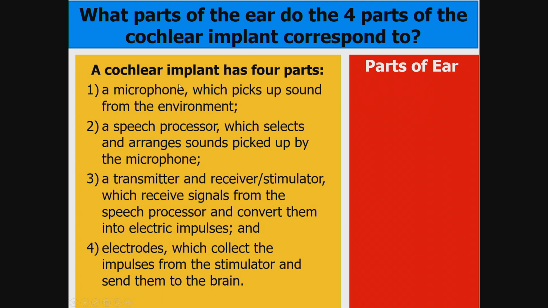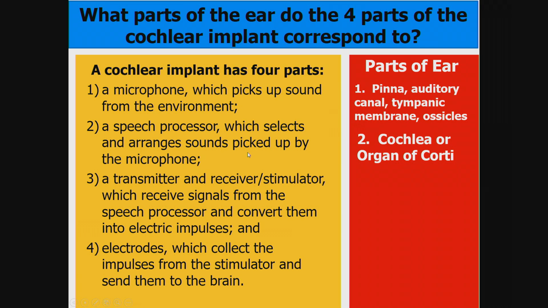So where the sounds are picked up in the ear is everything in the outer and middle ear. So the pinna, auditory canal, tympanic membrane, and ossicles. Next, the speech processor selects and arranges sounds picked up by the microphone. That would be the cochlea, or specifically the organ of Corti, where hearing happens. Next, the transmitter and receiver stimulator receive signals from the speech processor and convert them into electric impulses. That would be the hair cells. And finally, the electrodes which collect the impulses from the stimulator and send them to the brain would be the auditory nerve.